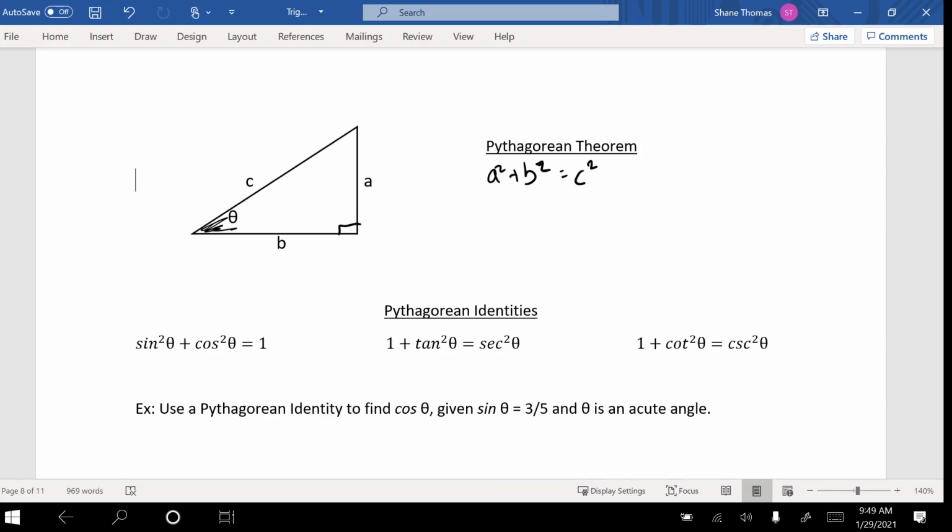Now, looking at this, I'm going to simplify it a little bit. I want to get this equal to 1. If we get something equal to 1, it tells us a little bit about it. So I'm going to divide both sides by C squared. Then that gives me A squared over C squared plus B squared over C squared, and that's equal to 1. Good with that so far?